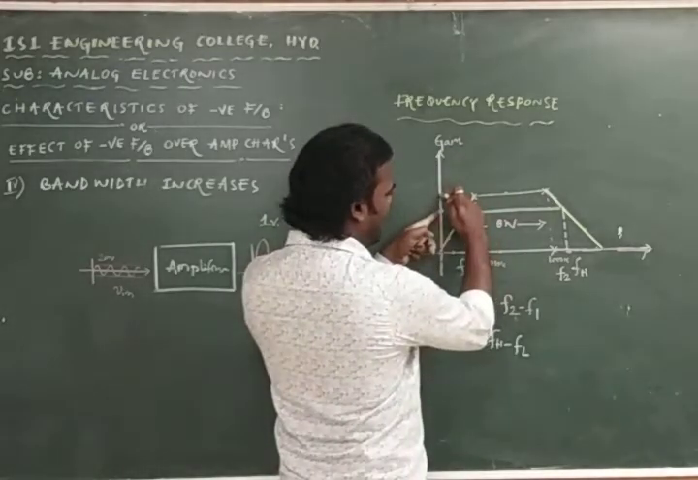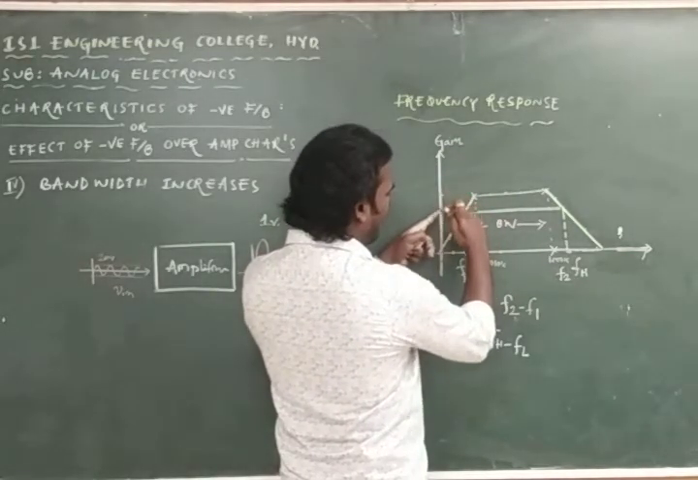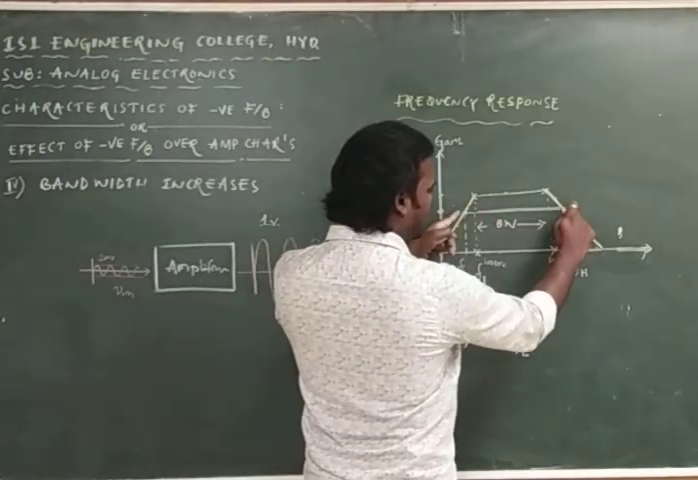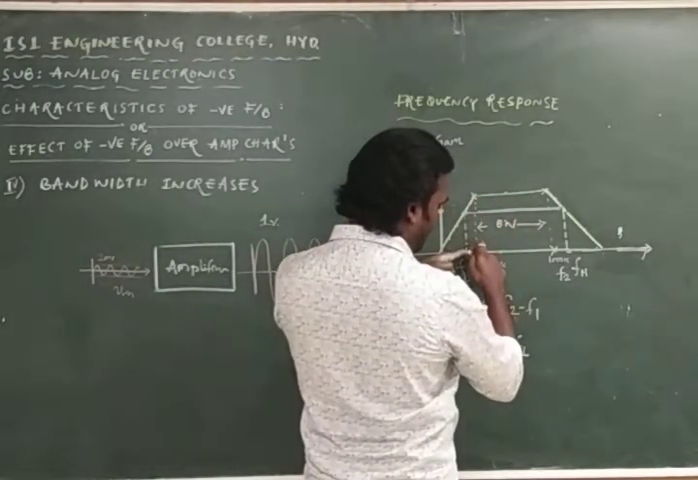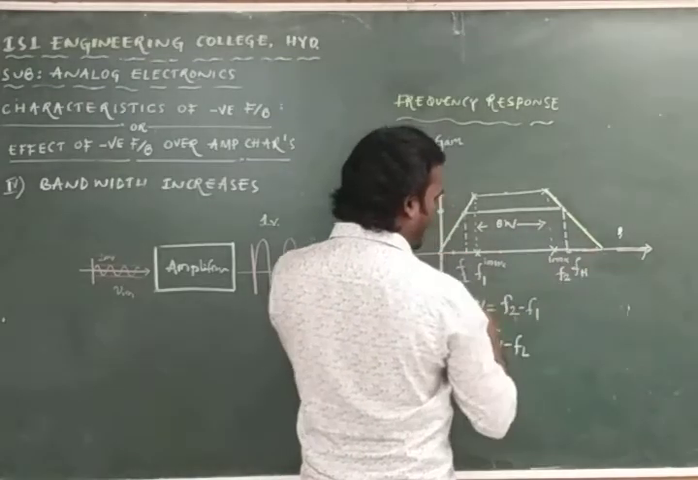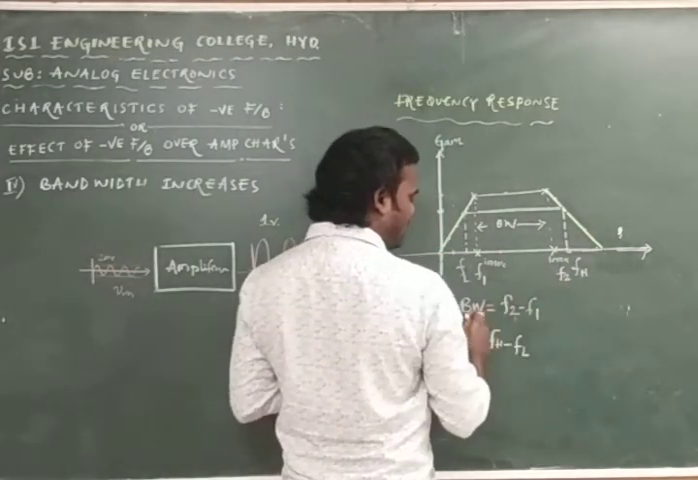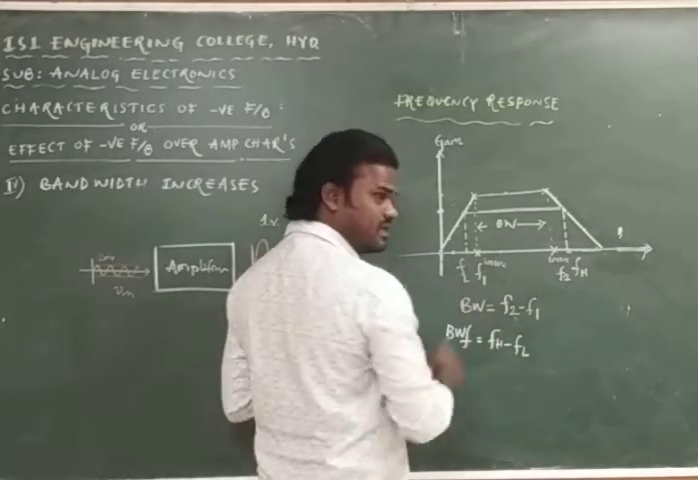After employing the negative feedback, gain will decrease. That means this is the earlier gain without feedback. By employing the negative feedback, gain is decreased, so from here to here gain is constant, and I have identified FL here and FH here. According to the definition of bandwidth, BWF is equal to FH minus FL.